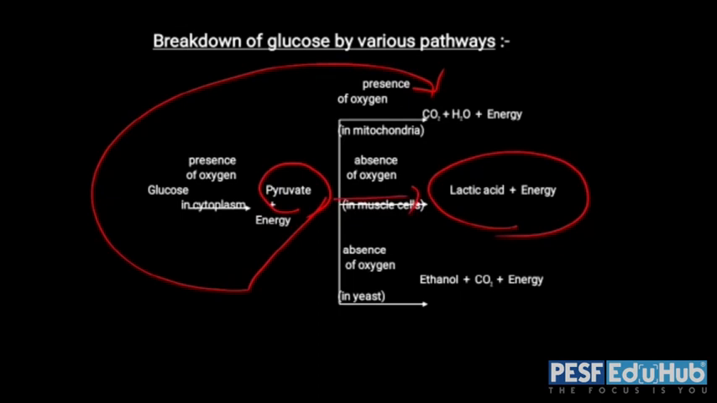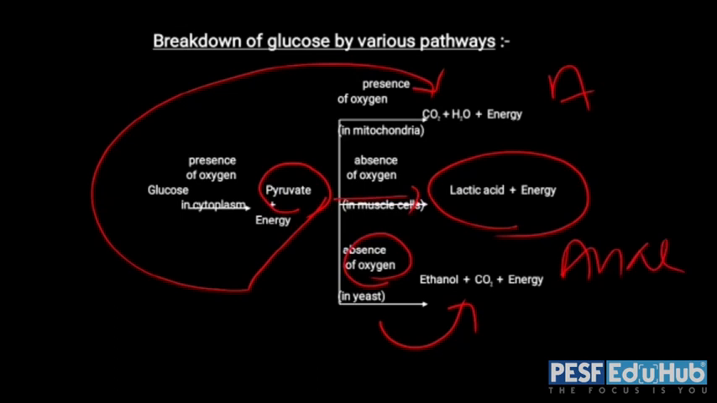In yeast, in the absence of oxygen, it produces ethyl alcohol, carbon dioxide and energy. Here the first case is aerobic, and all the other cases are anaerobic. So, aerobic respiration and anaerobic respiration. This chart is very important for examination. That is in the cytoplasm.